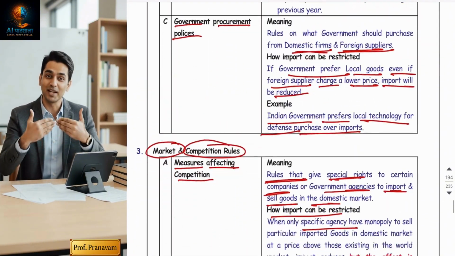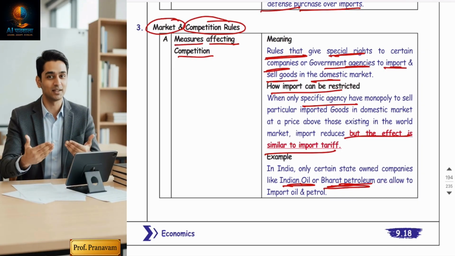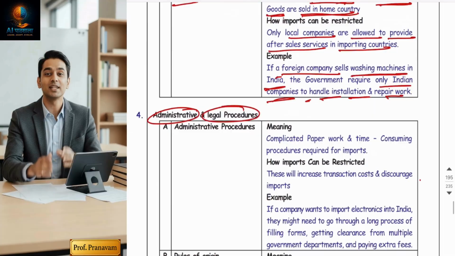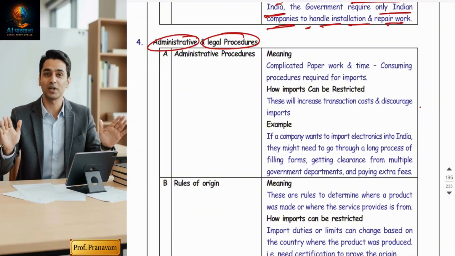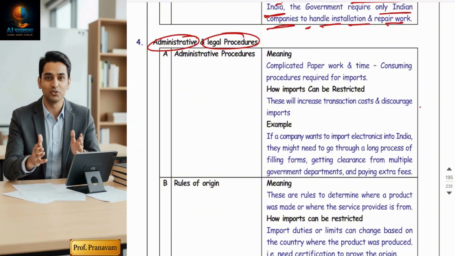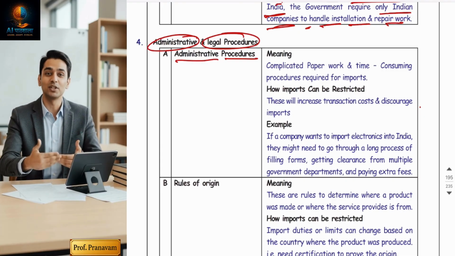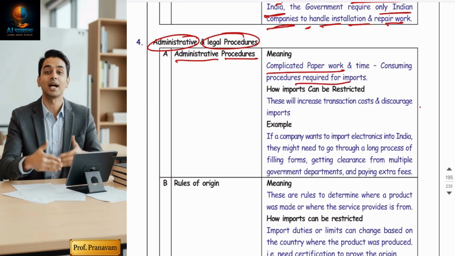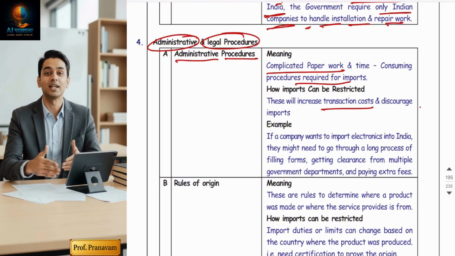Now government procurement policy and all. In the third part, market and competition rules. A competition licensing system has been brought in so that sellers cannot regulate the markets and the import is restricted. Right? Now come to the administrative procedures. Here they are not controlling any quantity, any product, any supply, but they are setting some other rules. First is administrative procedures. Friends, in this, the government will restrict the import by making the procedures complicated. Complicated paperwork, multiple approvals, and time-consuming procedures will mean higher transaction cost and discourage the imports.